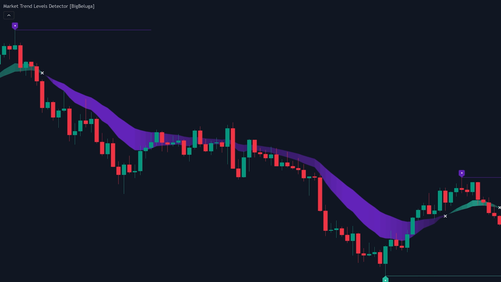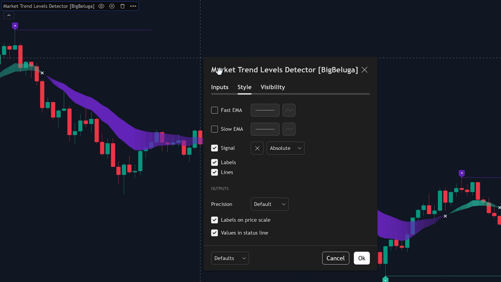Now, let's adjust the settings. Go ahead and open the Settings menu. Under the Style tab, uncheck Labels and also uncheck Lines. This will give us a much cleaner chart to work with. Then, click OK.